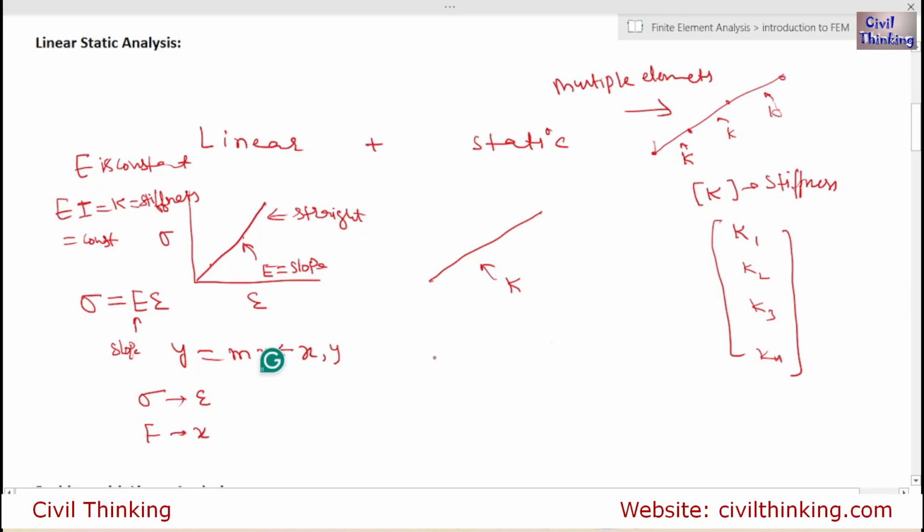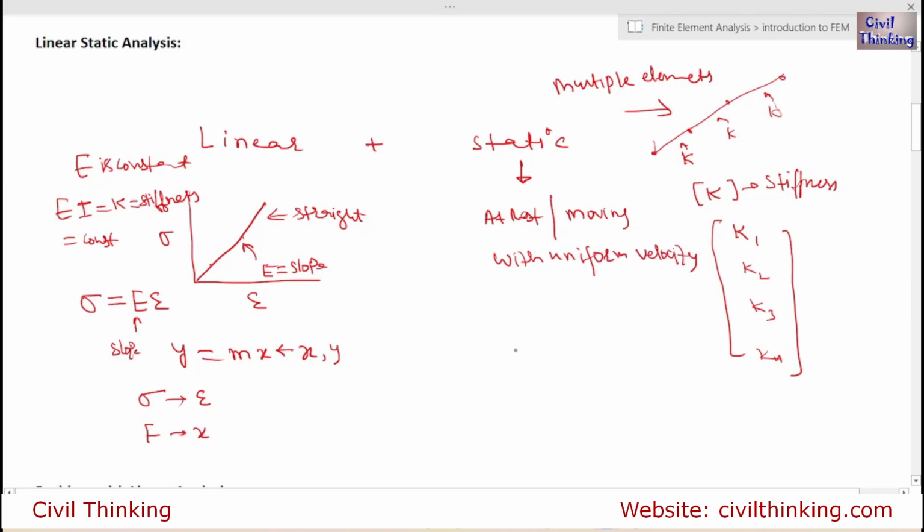analysis. And then we talk about static. Now what is this static? Static means either at rest or moving with uniform velocity, when there is no acceleration.